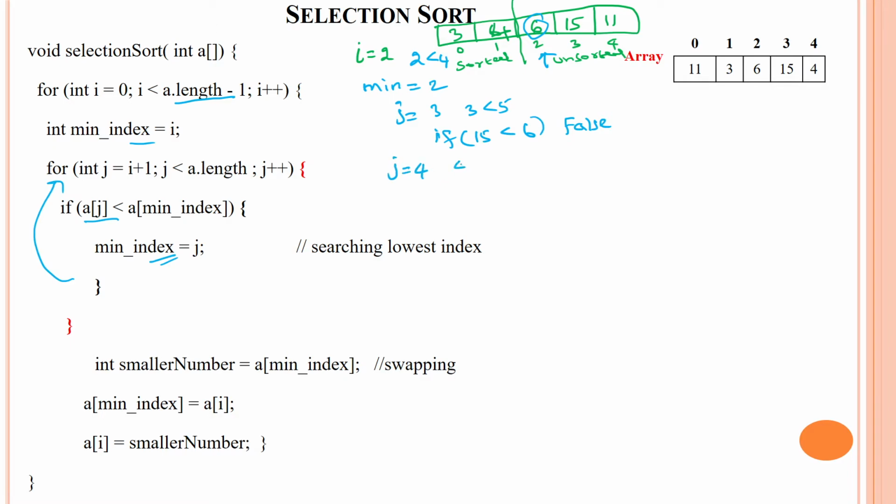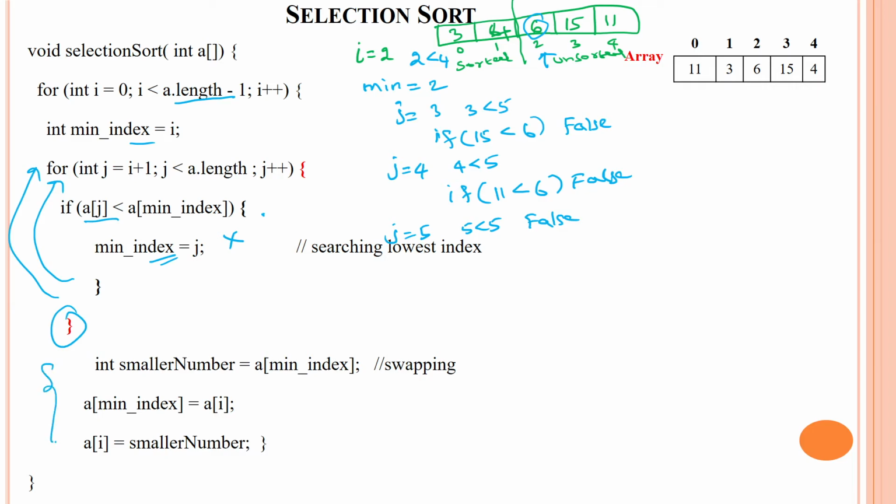Then again 4 less than 5. If a of 4, which is here 11, 11 less than a of minimum index 2, so 6, this is also false. So once it is false, the if will not execute. Then again j is incremented by 1, so j equal to 5, so now 5 less than 5 is false. Once it is false, the inner for loop will not execute.